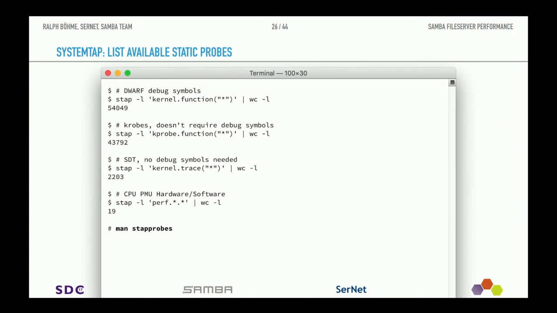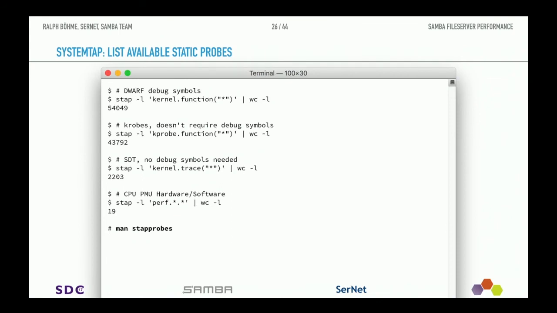Here is a way to list all the available trace points. That's actually just from the kernel: kernel functions, kprobe functions, kernel trace, and the perf trace points. And there are a lot. The kernel function list, the first one, shows 54,000 trace points. That is supposed to be just function names from DWARF debug symbols from the kernel, which should mean that in the Linux kernel we currently have 54,000 functions. Does anyone know if that number matches? I would have expected it to be more, but maybe, I don't know.